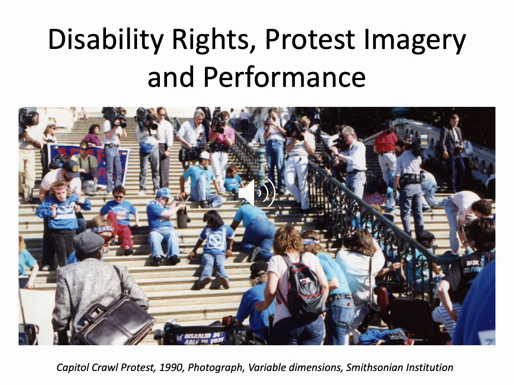This photograph documents the powerful Capitol Crawl protest of 1990, a pivotal moment in the disability rights movement. Activists, many with physical disabilities, abandoned their wheelchairs and mobility devices to crawl up the steps of the U.S. Capitol, demanding passage of the Americans with Disabilities Act. The image is visceral and symbolic, laying bare the inaccessibility built into our institutions.